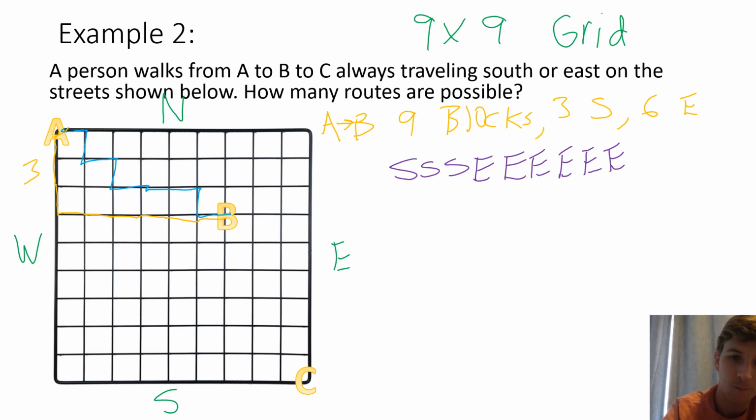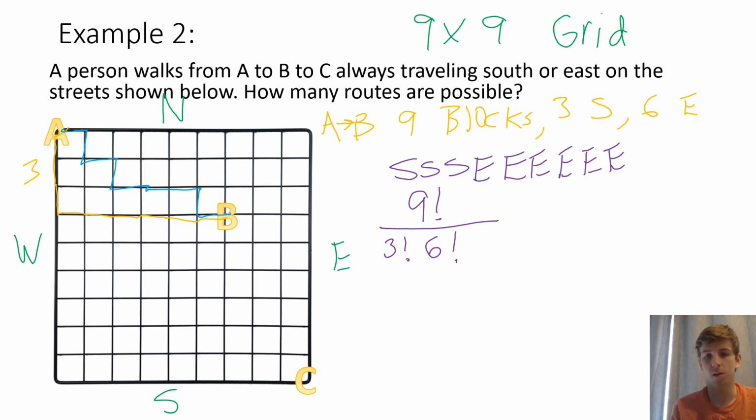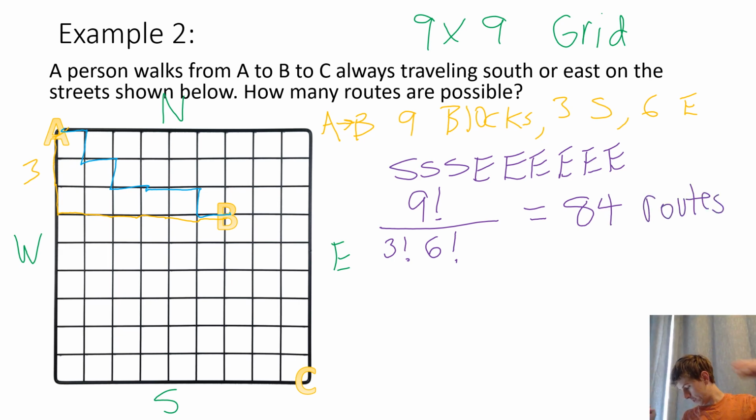Well, just following the formula, it would be 9 factorial, because that's the total number, divided by 3 factorial for the 3 S's, and 6 factorial for the 6 E's. So that would be 84 routes. And so that's just from A to B. So now let's do B to C. We can do very similar logic.